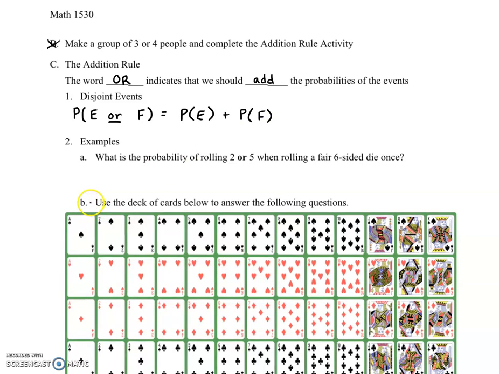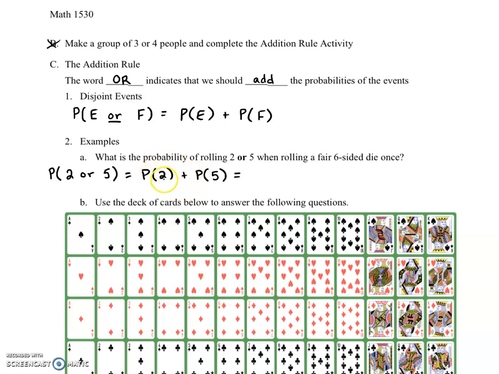So for example, if we roll a fair six-sided die once, we need to find the probability of rolling a 2 or a 5. Well, that's the probability of rolling a 2 plus the probability of rolling a 5. Remember, a six-sided die has 6 sides, and there's a different number 1 through 6 on each side.